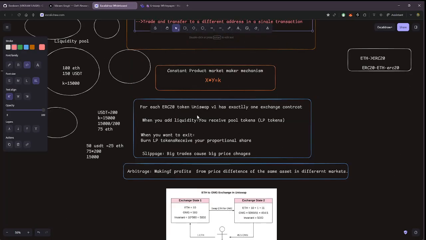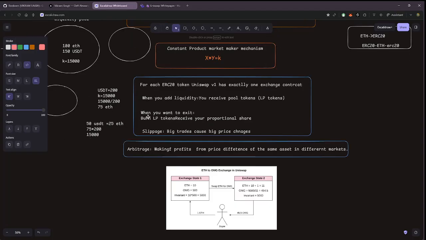So this was the formula, and now we have some concepts and terminologies. For each ERC20 token, Uniswap V1 has exactly one exchange contract. When you add liquidity, you receive pool tokens, or LP tokens. If you take part in a liquidity pool and add an amount of ETH and ERC20 tokens, you will get a share of LP tokens, which defines your ownership in that pool. Whenever you want to withdraw your money from the pool, you will be rewarded according to your LP tokens. When you want to exit, burn your LP tokens and receive your proportional share.